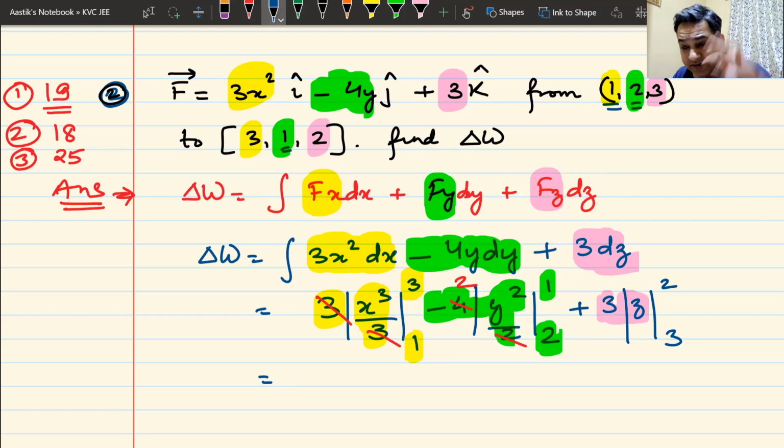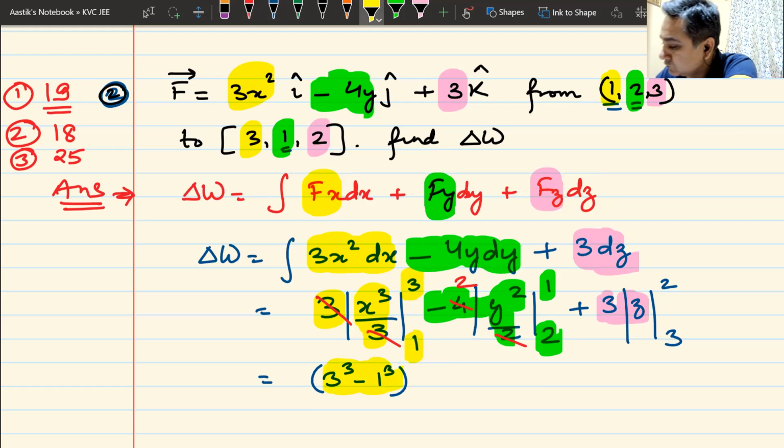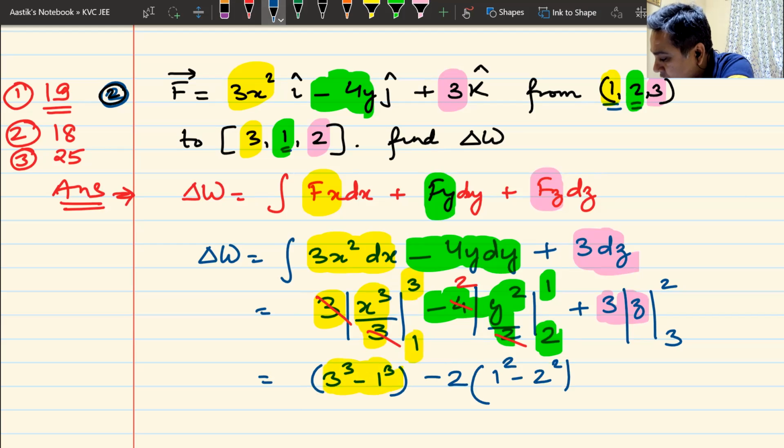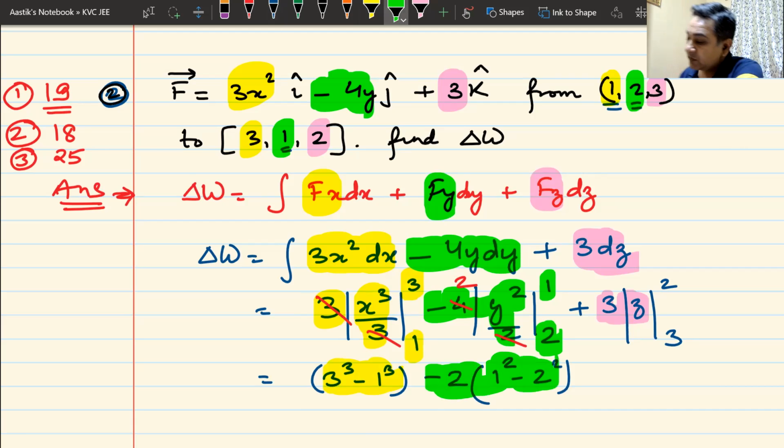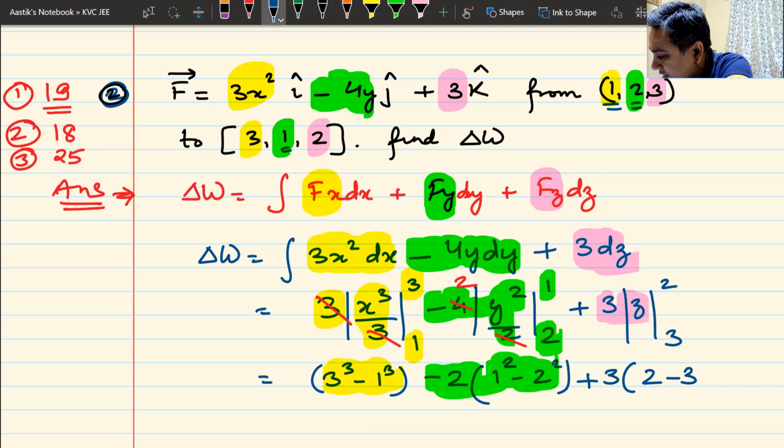So x cube remains x cube. The upper limit is 3, so it is 3 cube minus 1 cube. This is my answer for the yellow one. -2 is outside, so I take -2 outside: 1 square minus 2 square. That is the answer for the green integral. Plus 3 times 2 minus 3. That is the answer for the pink integral.